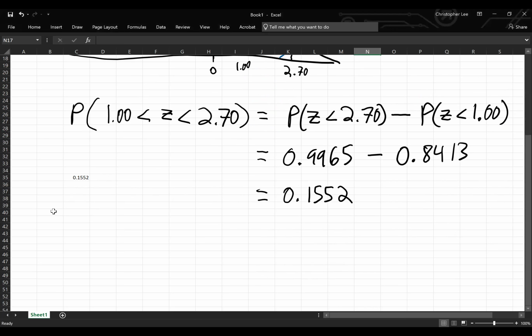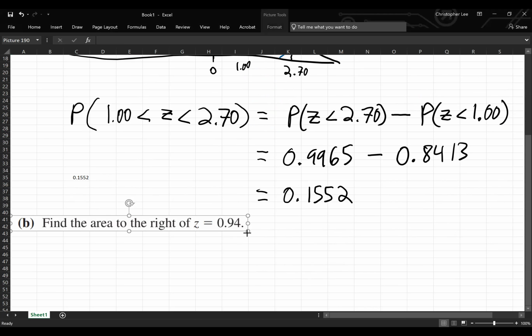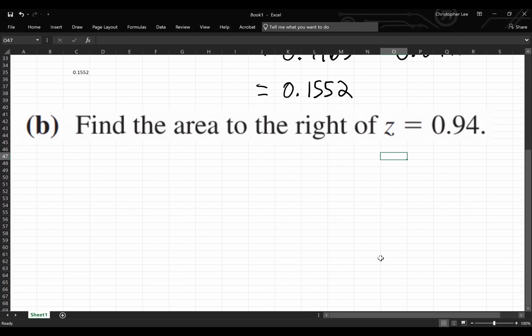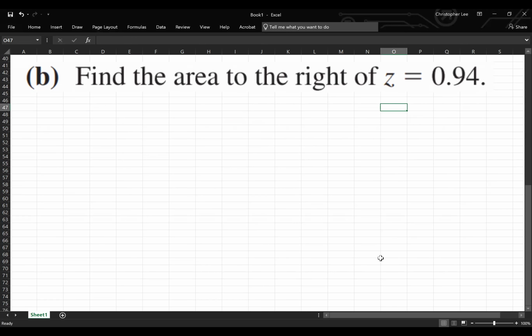All right, so here's our next question. A little bit different. We didn't get to talk about this. So I want the area to the right of z equals 0.94, to the right of it. So a little bit different. Let me draw that out. Hold on, I got the wrong color. One second.